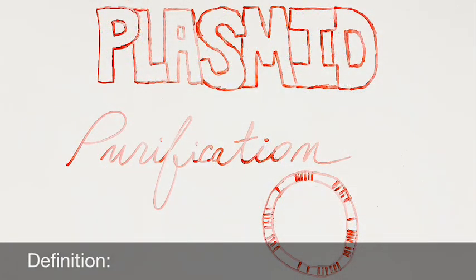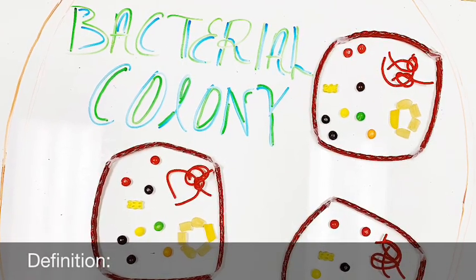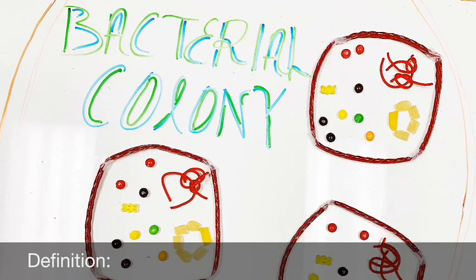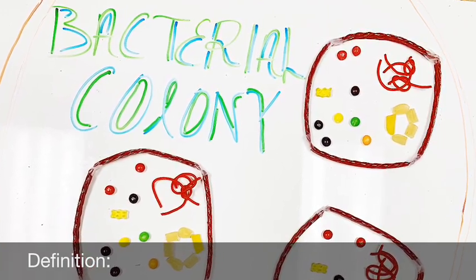Plasmid purification. During plasmid purification, bacterial cells are lysed, freeing DNA and other cellular components from the cell wall. Cellular components are then removed, and the DNA-containing lysate is processed to further remove contaminants and separate the plasmid DNA from the genomic DNA. Bacterial colony, a clump of genetically identical bacterial cells growing on an agar plate. Because the cells in a colony are genetically identical, they are clones.